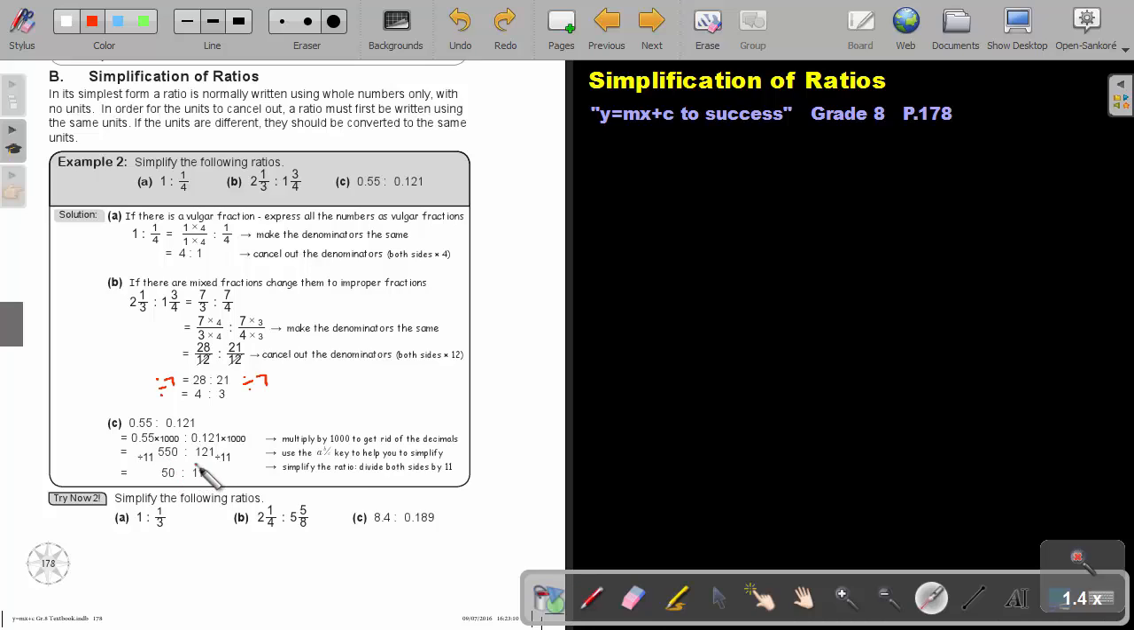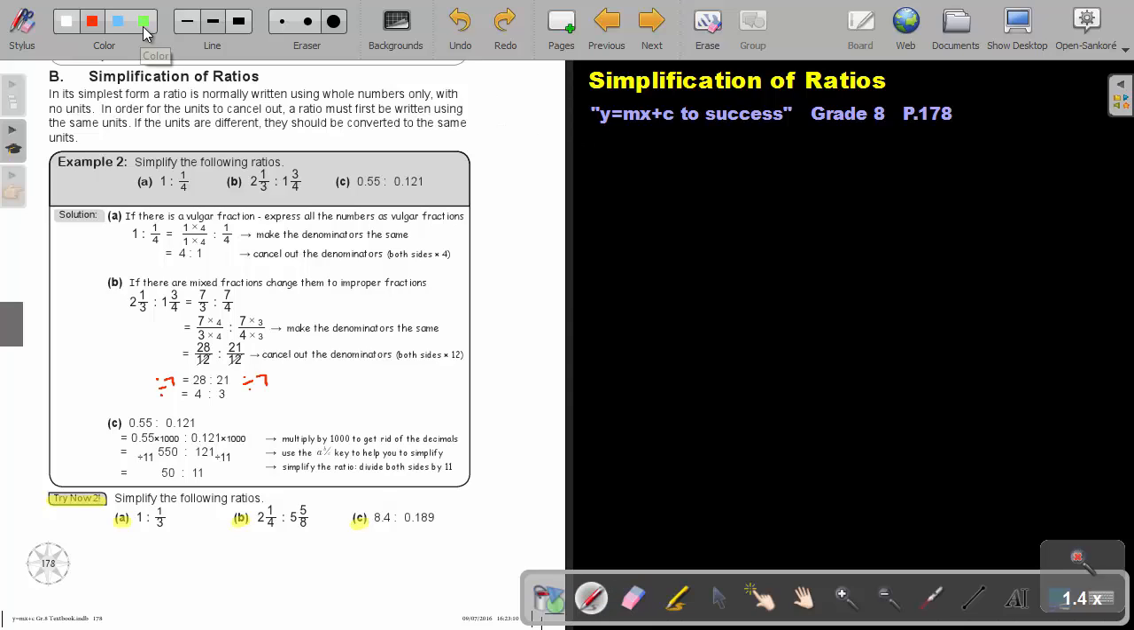You can use your ABC. You can press 550 ABC 121. Just remember that it's going to give you a mixed number. So if I press on my calculator 550 ABC 121, it's going to give me 4 and 6 over 11. But then just press shift or second function and press the ABC again, and then it will give you the 50 to 11. So you can use a calculator for that step. Okay. I want you to stop the video and do A, B, C. And as soon as you are finished, you can continue with the video.